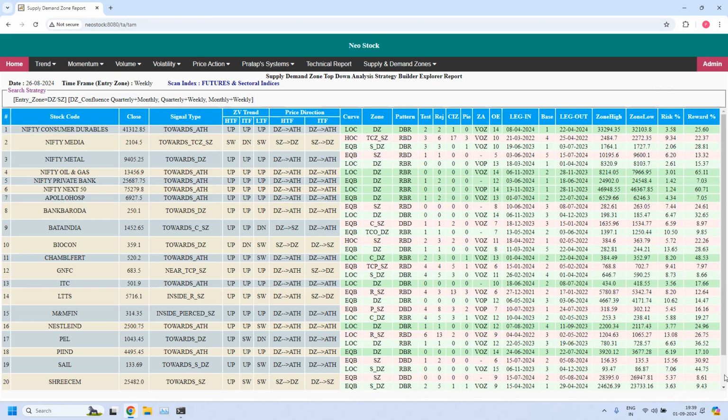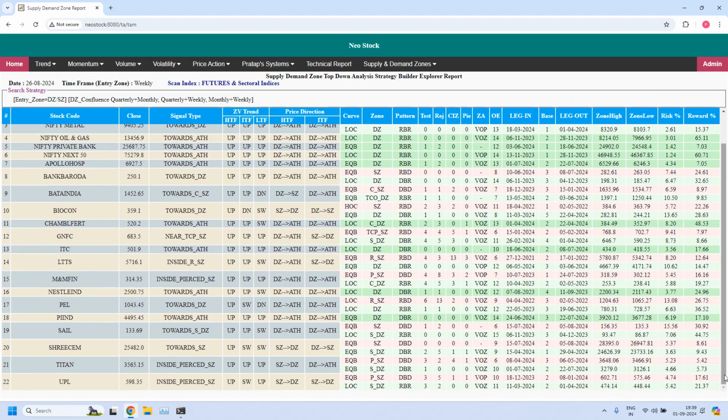Maybe around 22 or 23 stocks might be there. Let me scroll the list down. So a total of 22 stocks are filtered. All these 22 stocks have LTF, ITF and HTF confluence. Excellent. This is demand zone confluence.